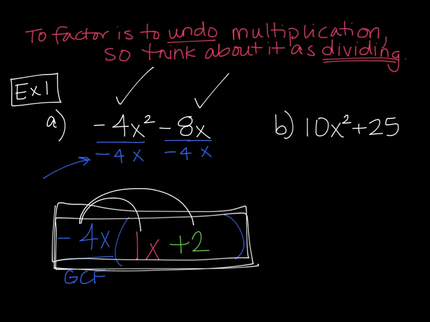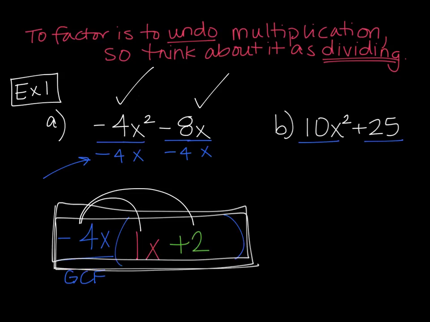All right, let's try one more. So remember, we're going to start by thinking about the greatest number I can divide into both of them, because I'm trying to undo the multiplication. So I want to think about the greatest common factor. So what's the biggest number I can divide into 10 and 25?